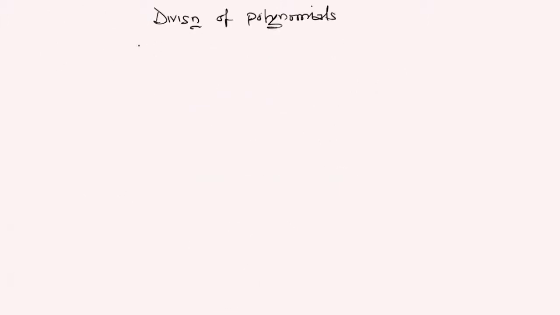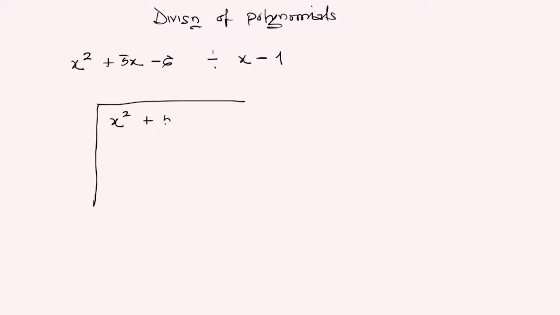Now that we've learned about multiplication of polynomials, let's move on to the division of polynomials. So if we have a question such as x squared plus 5x minus 6 divided by x minus 1, how do we solve this? We go through the process of, we have x squared plus 5x minus 6, and we have x minus 1 here.